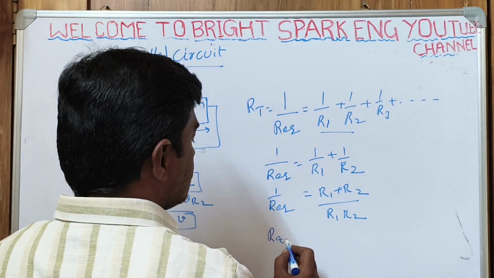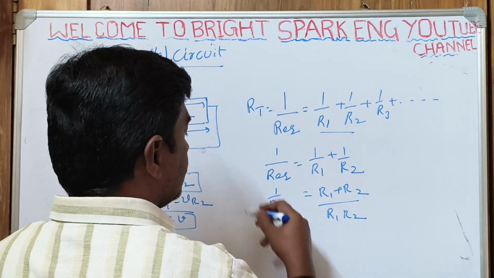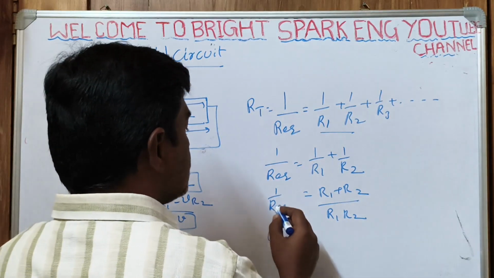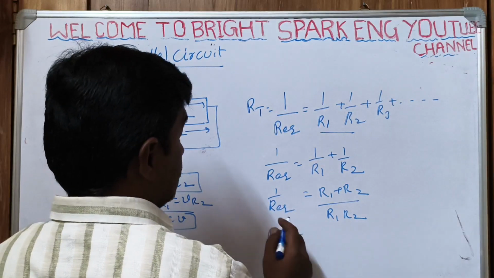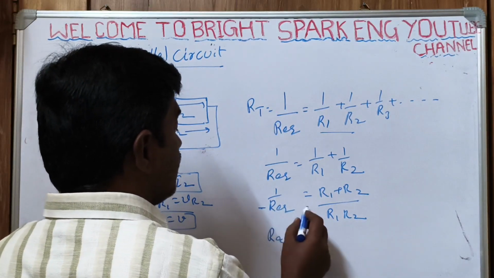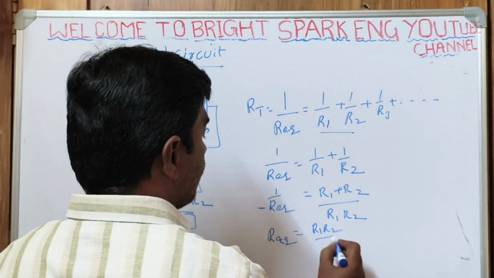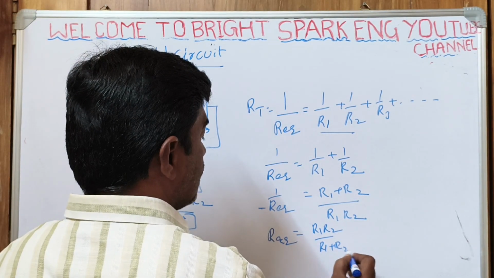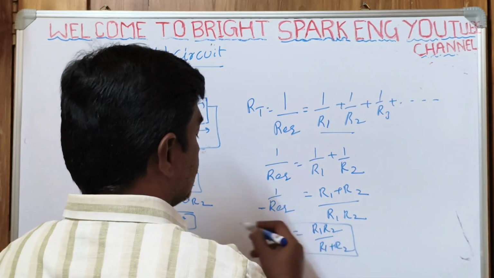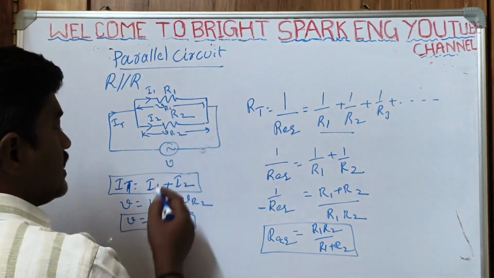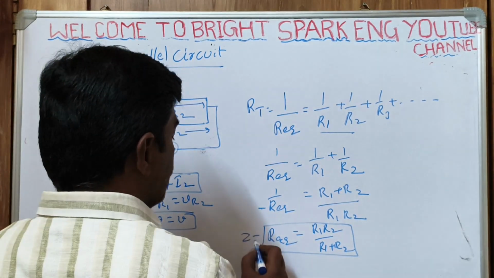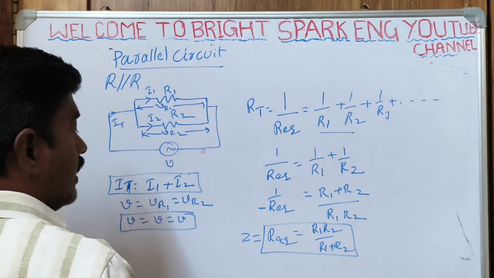R equivalent is the reciprocal, so inversely written, R1 R2 by R1 plus R2. This is R equivalent. In this purely resistive circuit, Z is equal to R equivalent.